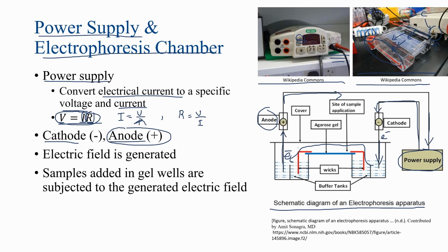So the whole idea of having the anode, the cathode, and the power supply is to generate an electrical field across your agarose gel. In the figure, you can see the agarose gel here, in blue. And what you will have is an electrical field that is generated across this gel. Then samples are added into the gel wells. The gel wells would be somewhere here. In the picture on the top, you can see that the gel wells are somewhere here. It is where you add the samples, which will be subjected to the generated electrical field.